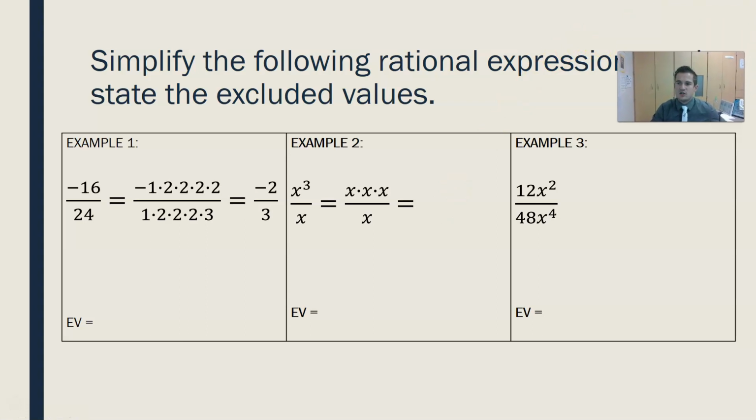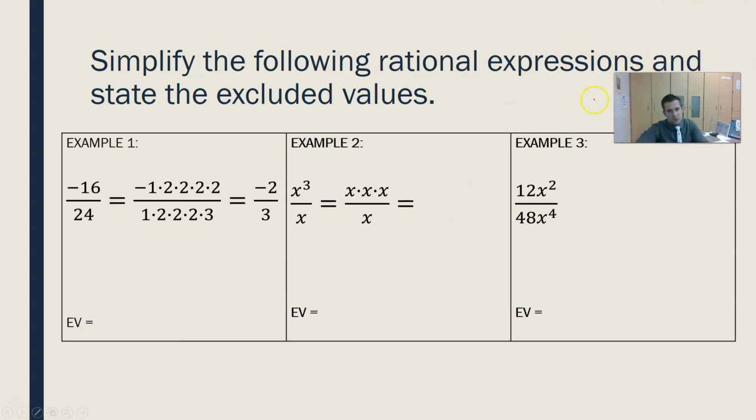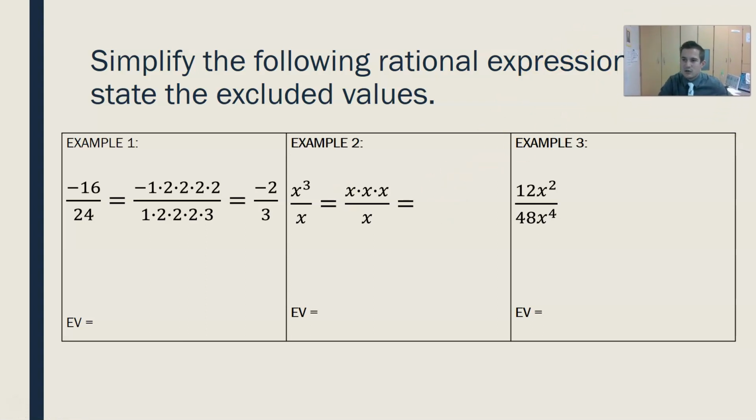So this question says, simplify the following rational expressions and state the excluded values. So I have this fraction, negative 16 divided by 24. If I were to break down 16 into its prime factors, I'd get 4 times 4, I'd get 2 times 2 times 2 times 2. So 2 times 2 times 2 times 2, and since it's a negative 16, times negative 1.